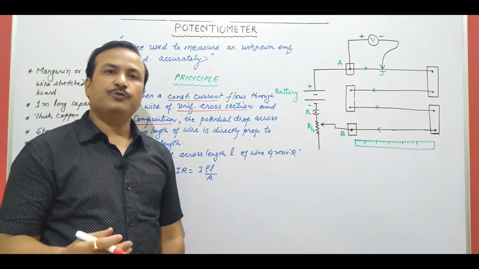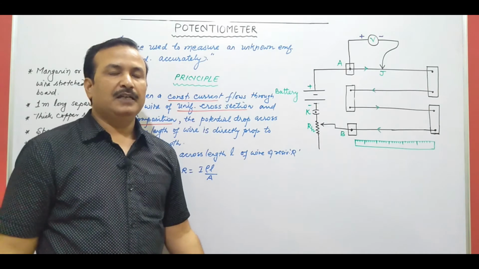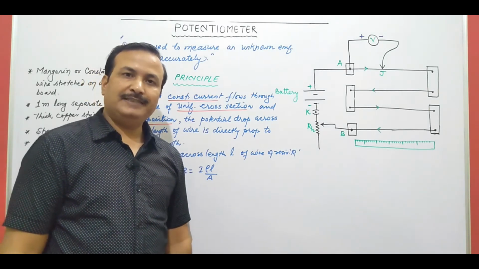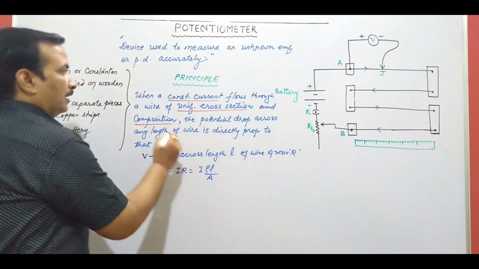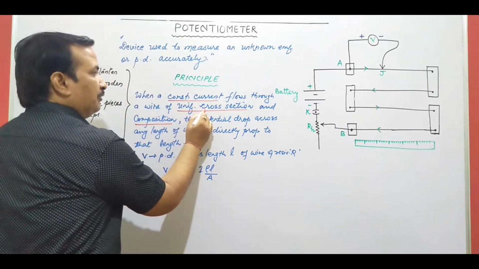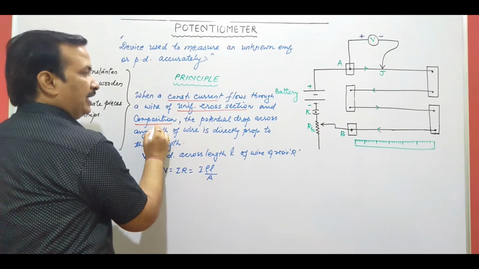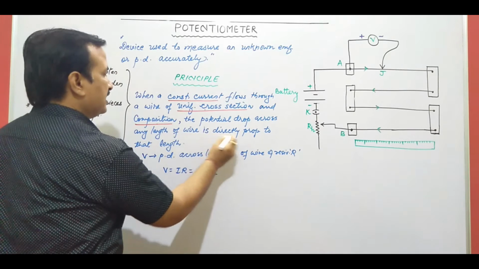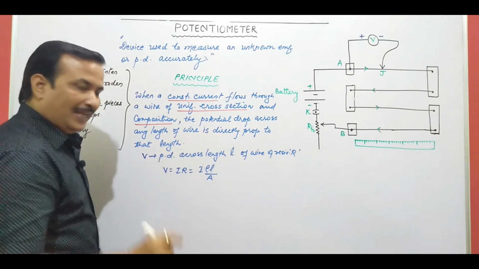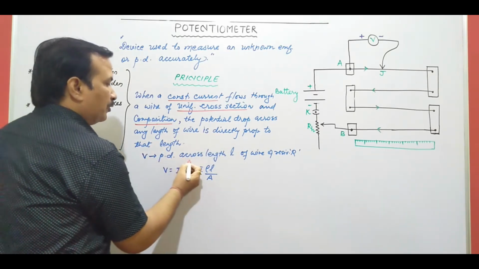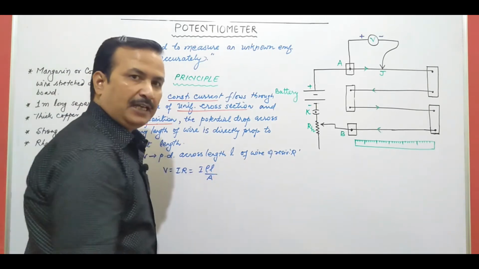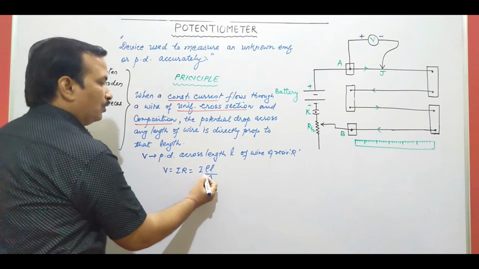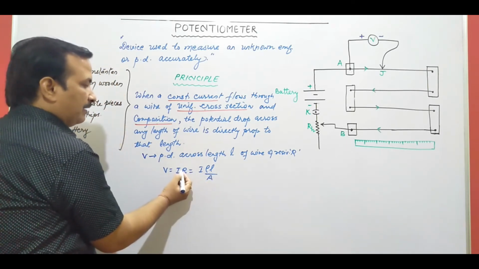Otherwise we see that the students simply write V is proportional to L. You will not get full marks or reasonable marks there. You need to mention constant current, uniform cross section and composition of the wire, because then only the potential drop across the length of the wire is directly proportional to that length. Why is it so? If V is the potential difference across the length L of the wire of resistance R, you can write V is equal to IR equal to I rho L by A, right?